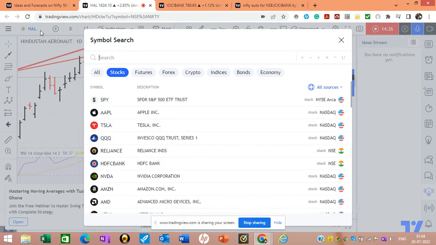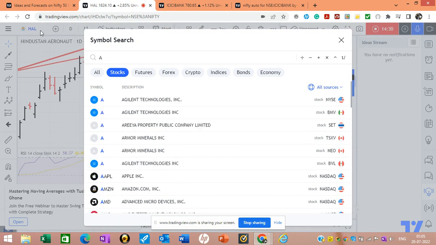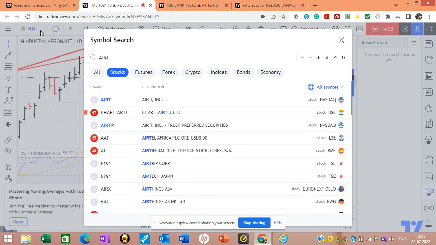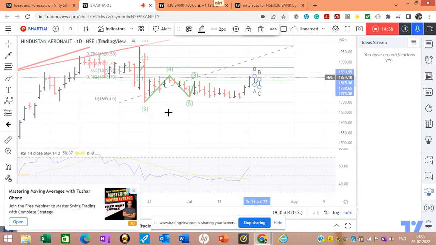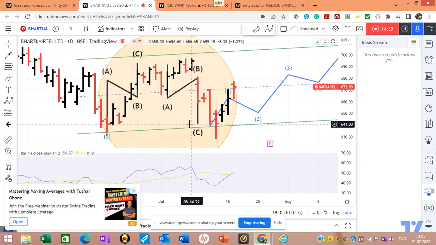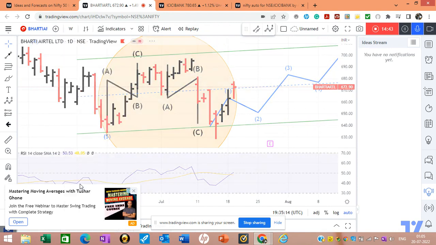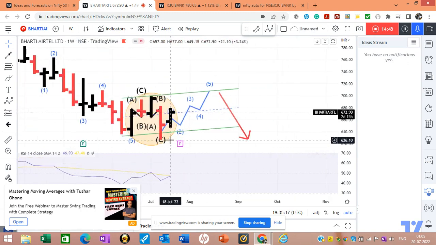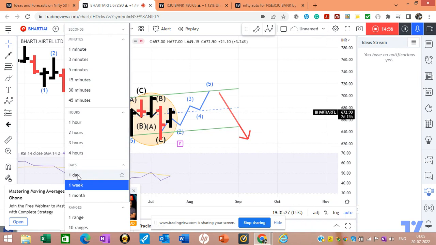And which other stock can I discuss? Airtel. Bharti Airtel. So, on a weekly chart, see, this was a flat correction, ABC, ABC, and this is a five wave move up. So, one, two, and three. I think this is the third wave. Let me see the daily chart.